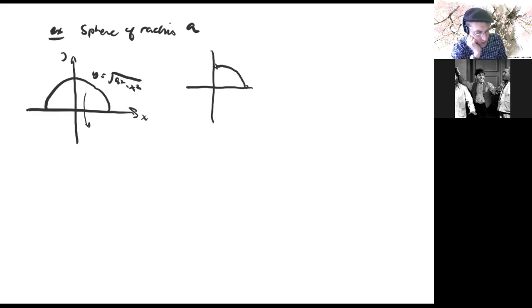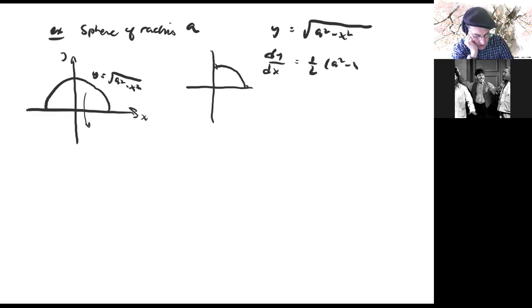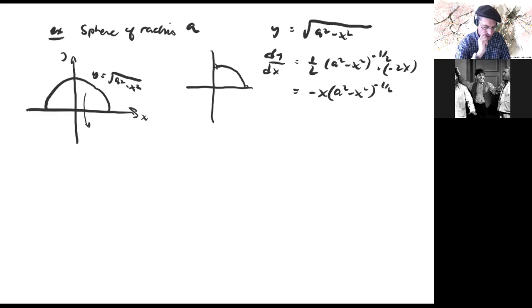Okay, so what are we doing? So y is the square root of a squared minus x squared. So dy dx is 1/2 times a squared minus x squared to the minus 1/2 power times negative 2x. That's the derivative of the inside, which gives me minus x times a squared minus x squared to the minus 1/2. Okay, so that's dy dx.